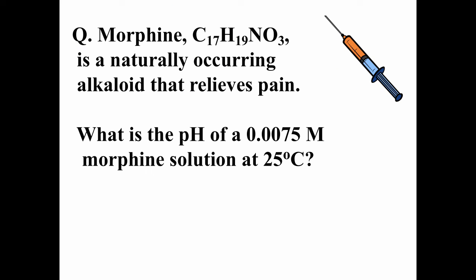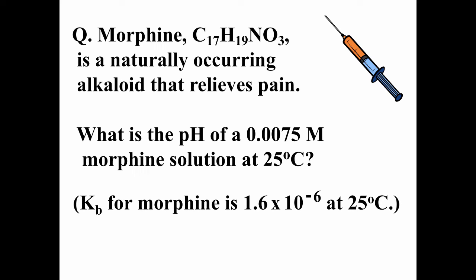Now, the next example is morphine, C17H19NO3, and this is an alkaloid that's a pain reliever. We have a 0.0075 molar solution of morphine at 25 degrees Celsius, and we're trying to find the pH of this solution.